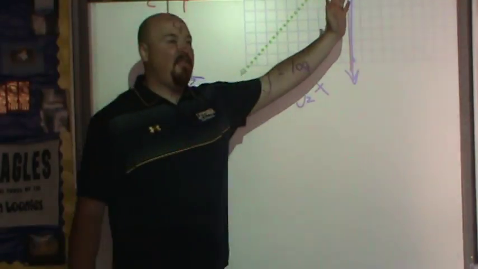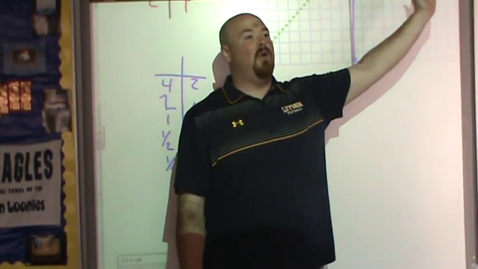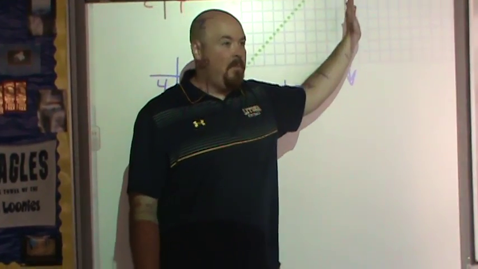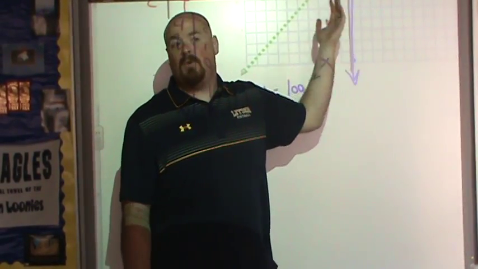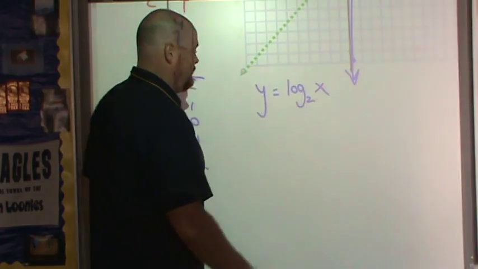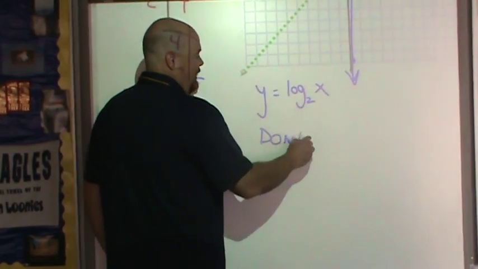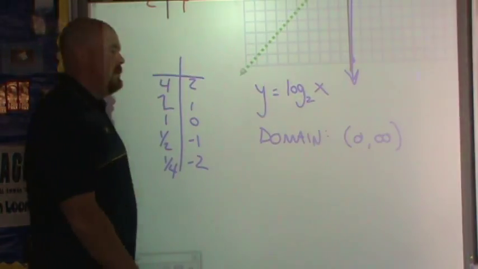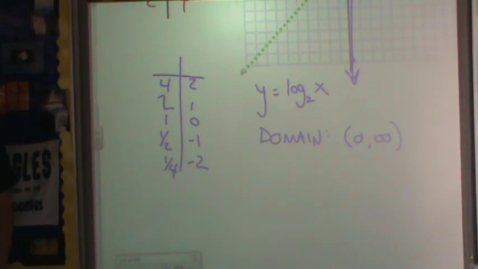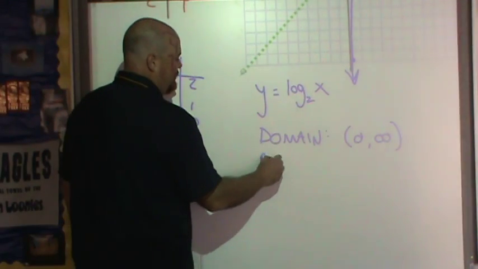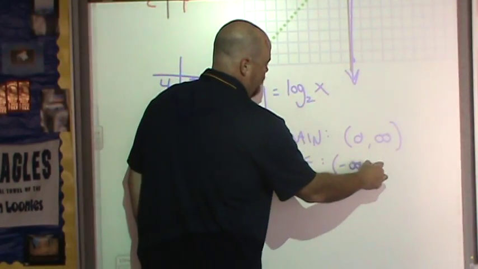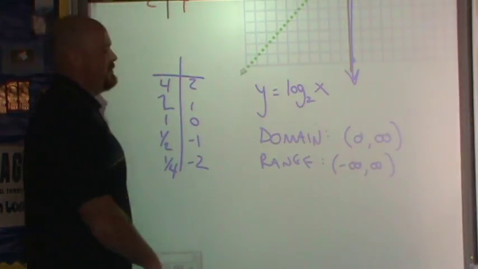Graphically speaking, how far to the left does this function go? Doesn't it look asymptotic to the y-axis? So it's not going to pass the y-axis. It's not going to include negative numbers. So the point we're trying to make here is that the domain is the range of the exponential function. The range is infinite. The range goes from negative infinity to positive infinity.